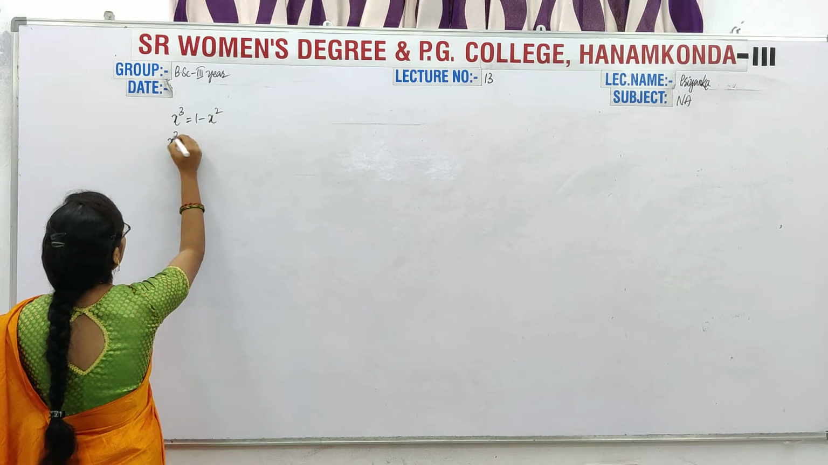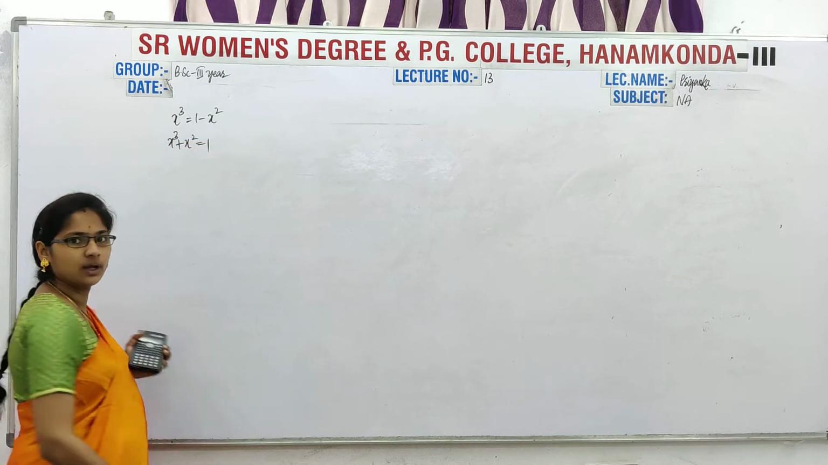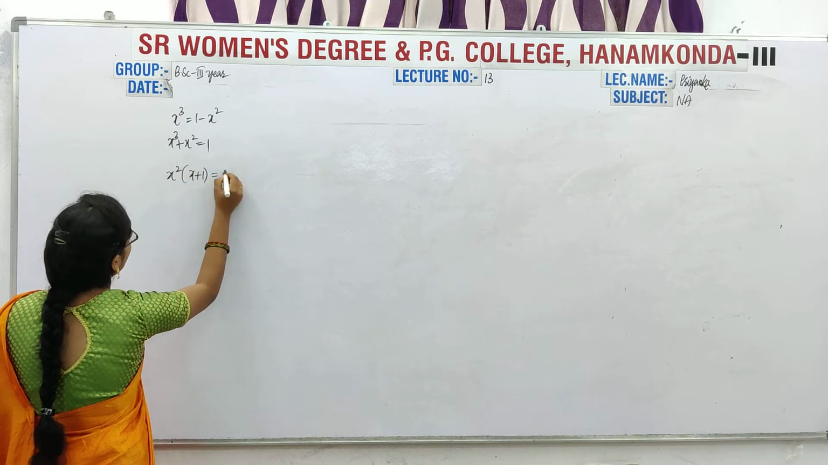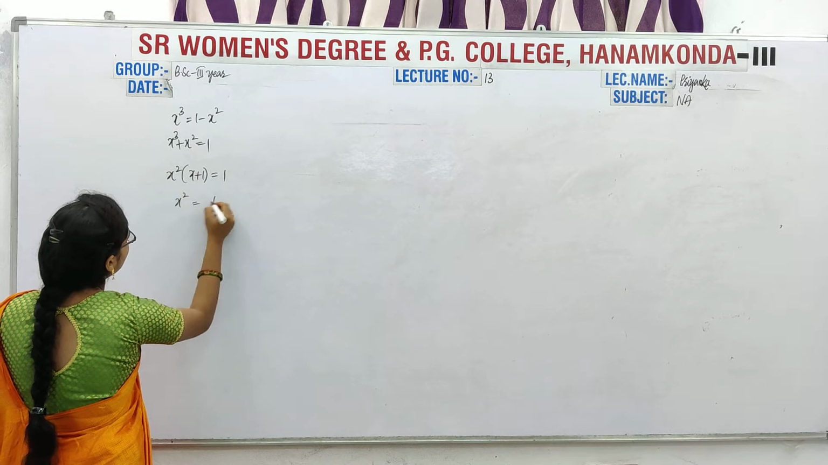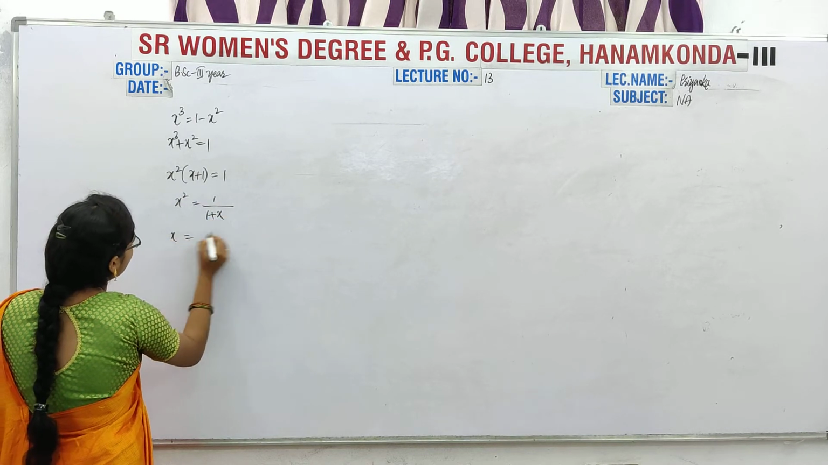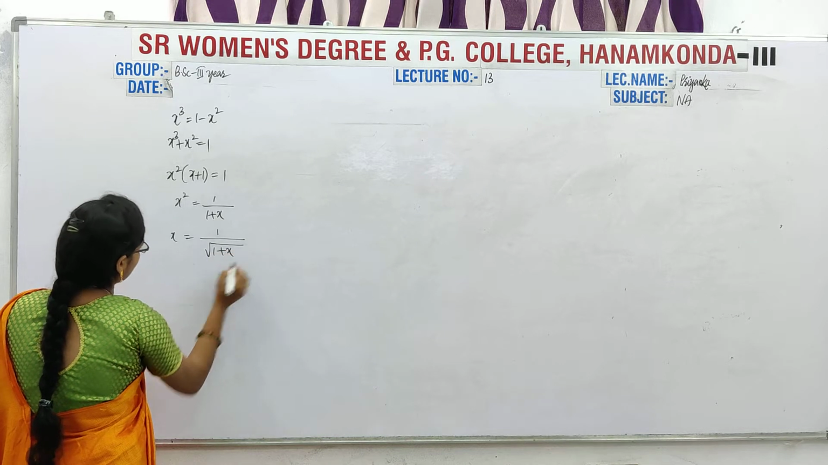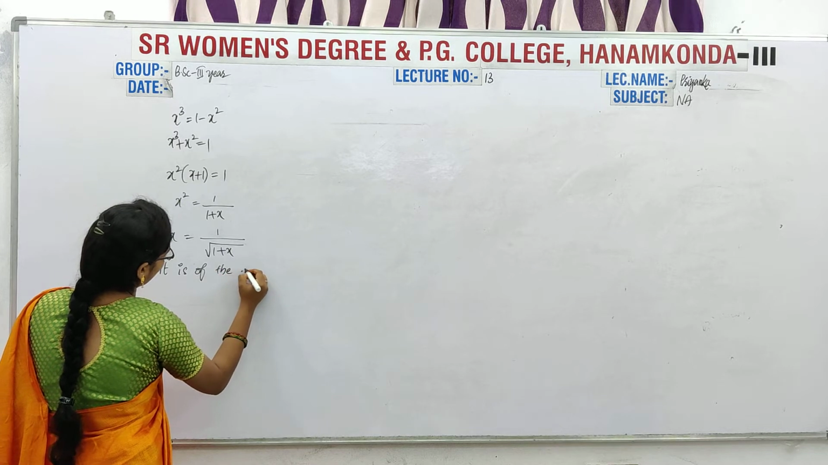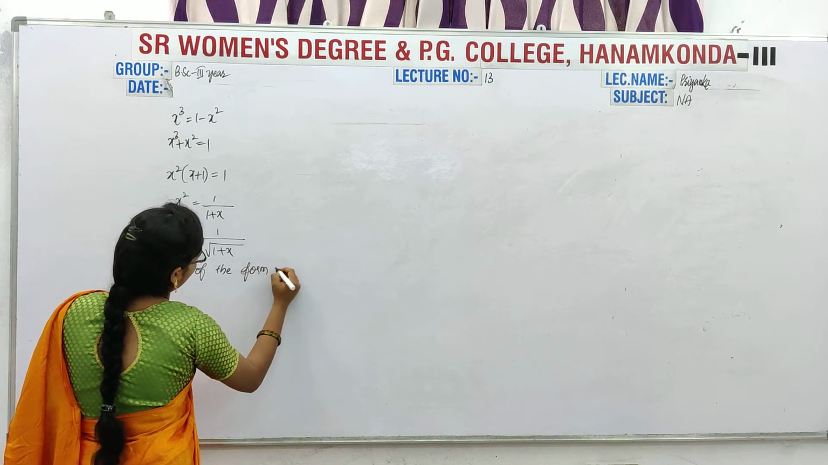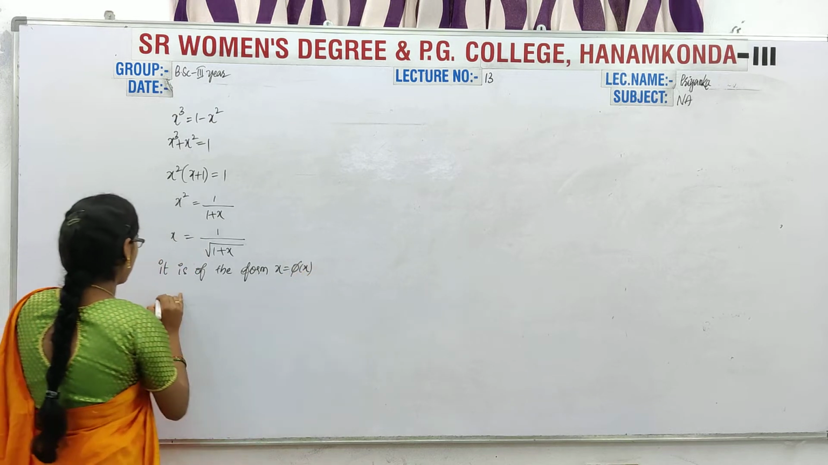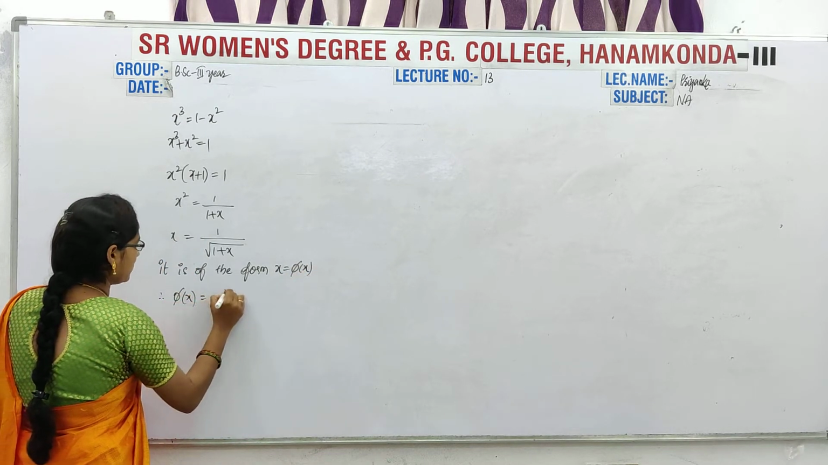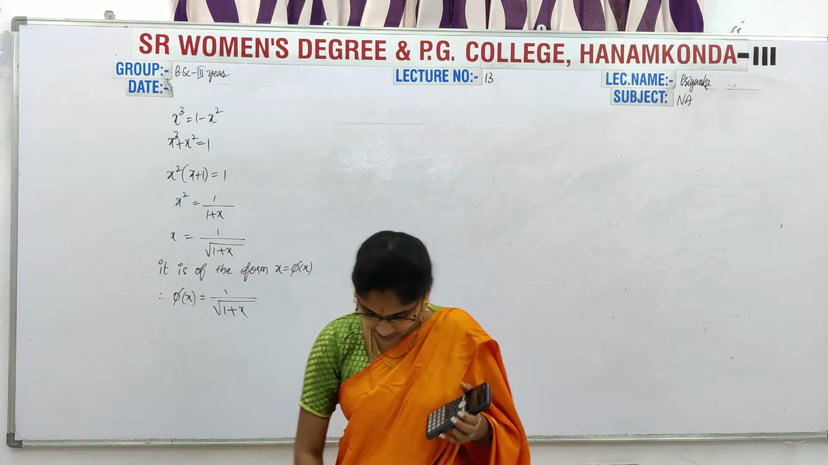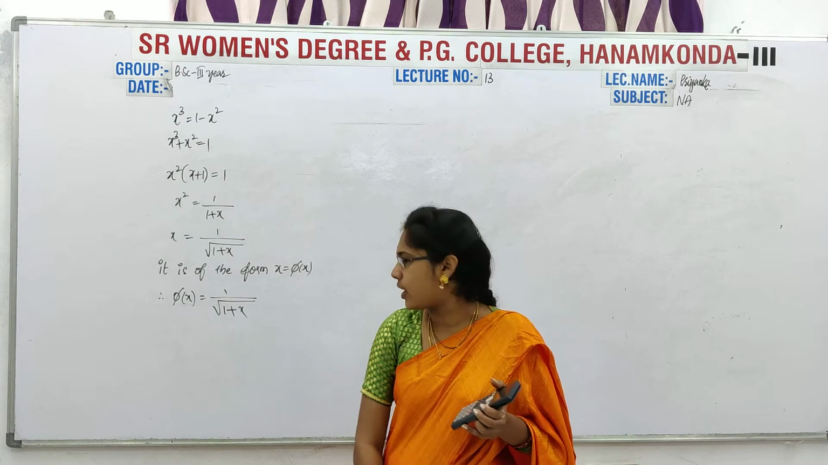So now here x cube plus x square equal to 1. Okay, so now here I am taking x square common, then x plus 1 equal to 1. Now x square equal to 1 by 1 plus x, so x equals 1 by under root of 1 plus x. So it is of the form x equal to phi of x. Therefore phi of x is equal to 1 by under root of 1 plus x. So now here finally we have the value of phi of x.